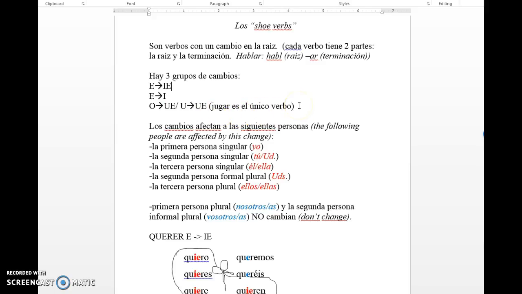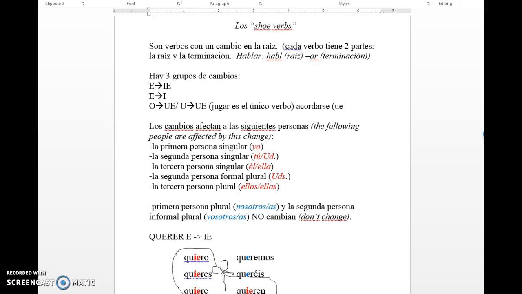Okay? Now, I always suggest to my students that they create, in a spiral notebook or on a Word doc, three different pages. On the first page, whether you want to call them stem changers or shoe verbs, whichever you prefer, do the E to IE. As I go through my vocabulary list at the end of every chapter, the book is nice enough to show us that, for example, in week 5, chapter 4, the first verb in the list is acordarse.